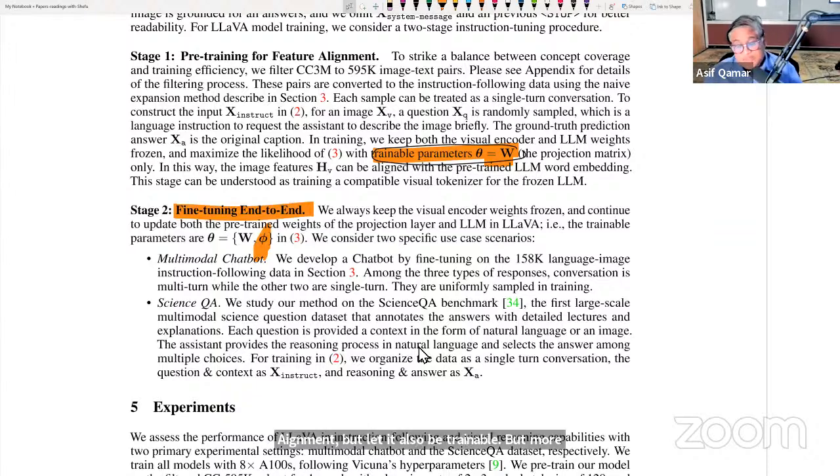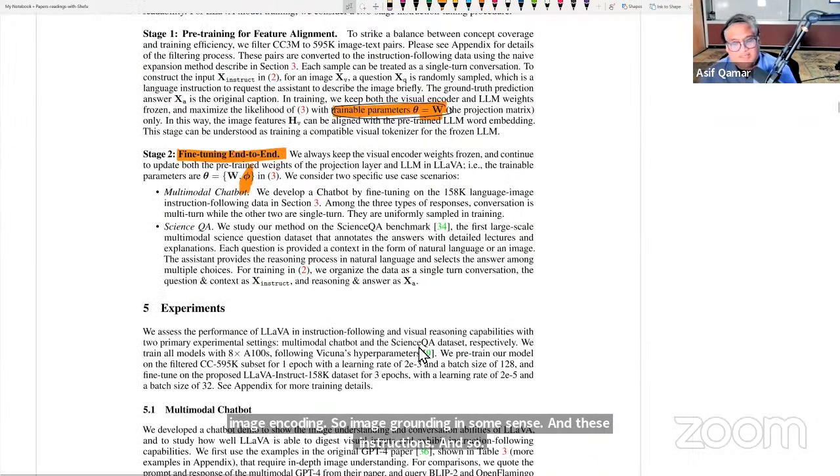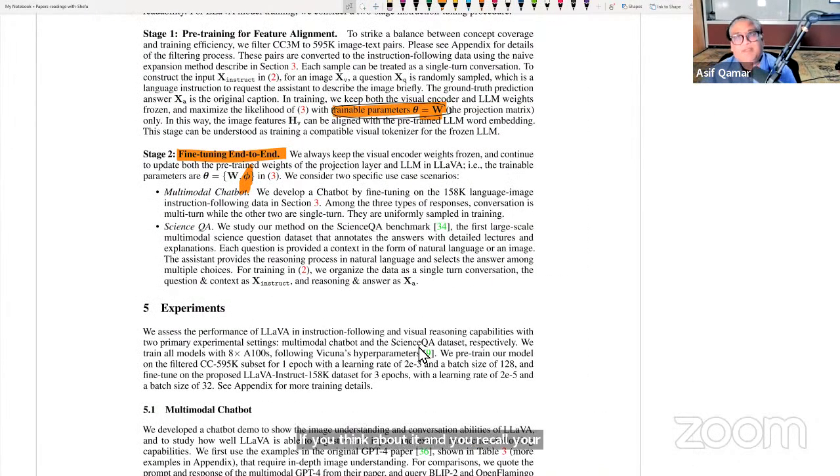Now you say, why do I need to fine tune the LLM? Because LLMs have been initially only trained on text. Now you're giving it a lot of visual information, right? All these things that you have created, but as text, because you have made it as question, answer, instruct. Image encoding, so image grounding in some sense, and there are instructions. And if you think about it and you recall your InstructGPT paper, there is a very close analogy to what they are trying to do. They're trying to follow a similar path. The goal was to create instruction and use the instruction to fine tune, except that this instruction is derived from visual information. That's why they call it visual instruction tuning, right?